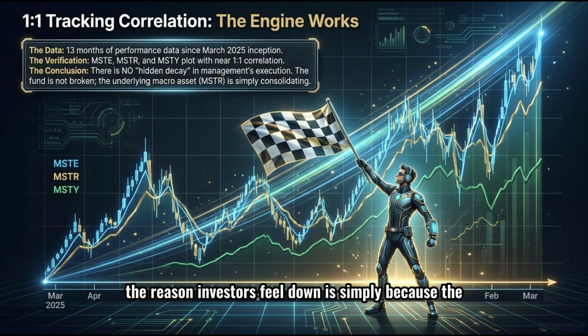The reason investors feel down is simply because the underlying asset MSTR has been in a macro downtrend. The fund isn't broken, the market is just in a consolidation phase. When the macro cycle for Bitcoin turns bullish again, these charts will flip just as quickly.